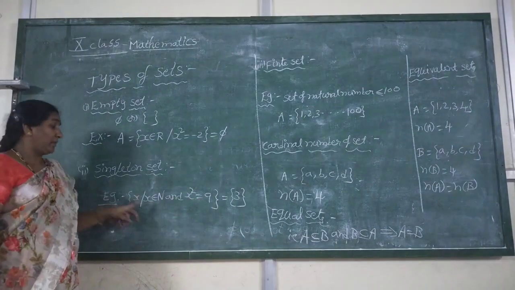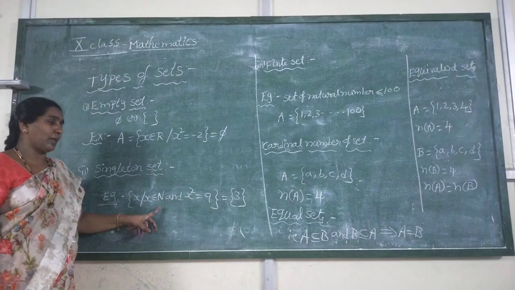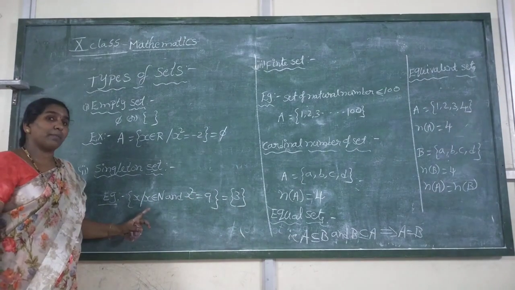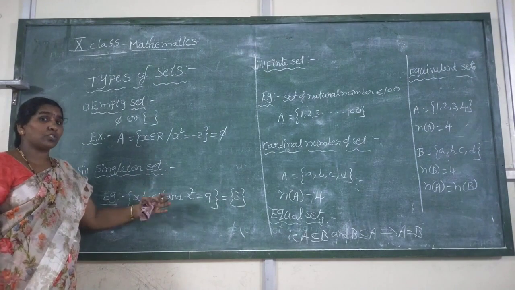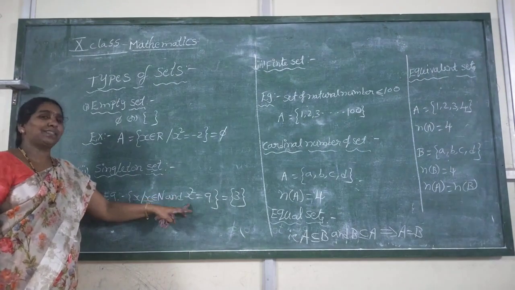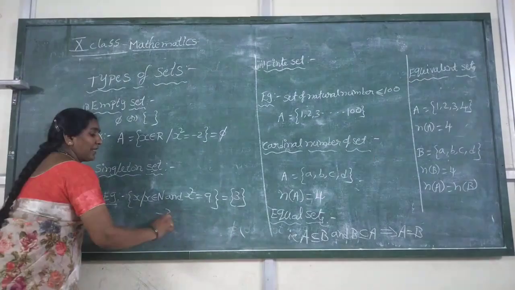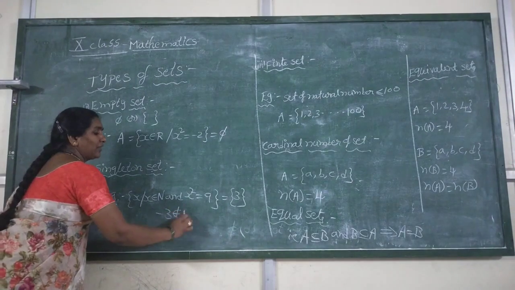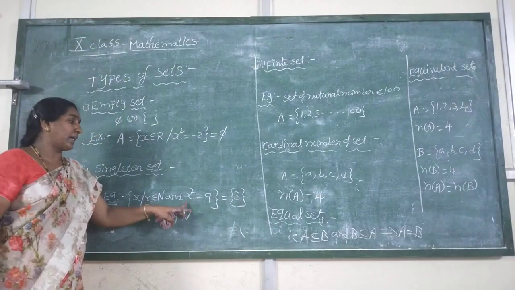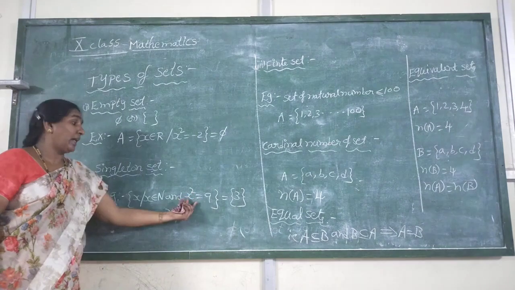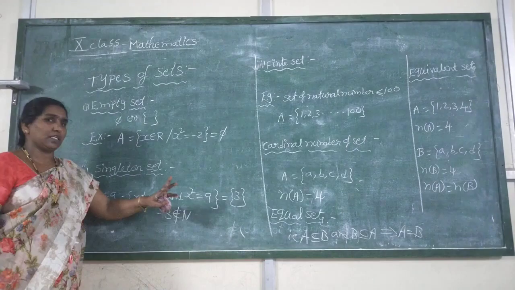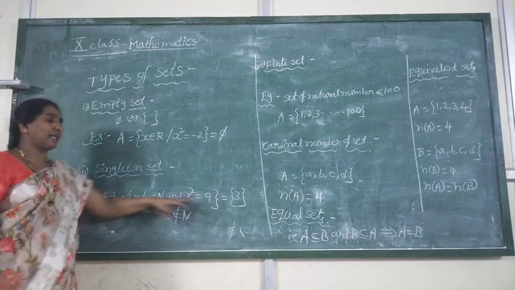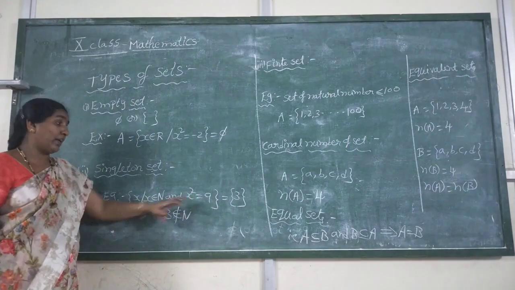But the element is given as belonging to the natural number set. In the natural number set, we take only positive counting numbers. Here minus 3 does not belong to N. That's why, for x square equal to 9, the element 3 only satisfies the given condition.